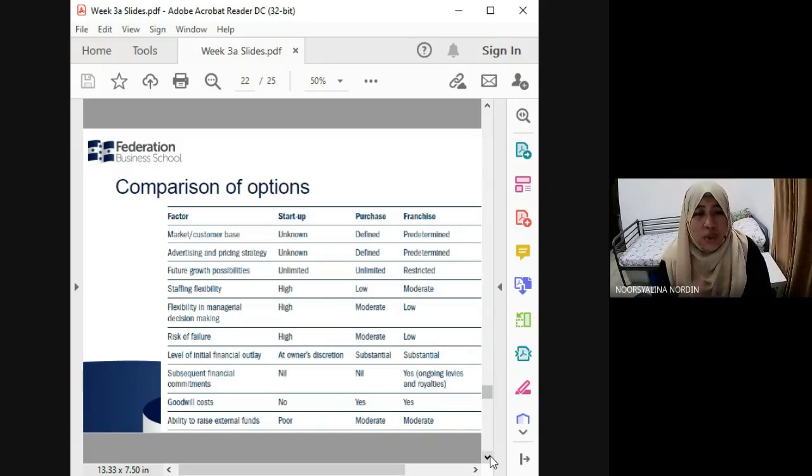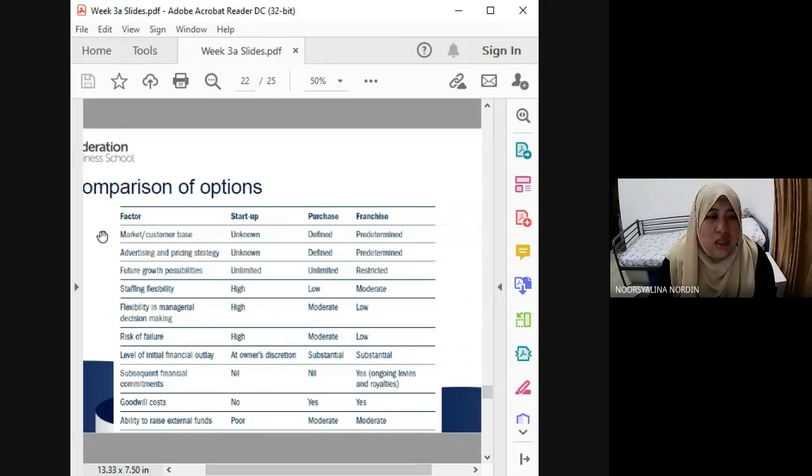Okay, and then the comparison of options. This table shows the summary of this topic, whether we start up, purchase or franchise, and the factors here: the market versus customer base, unknown, defined, and predetermined, advertising and pricing strategy, future growth possibilities, staffing, flexibility. They make a comparison, so I want you to understand this table well. I will not go further, because it's just a comparison of these strategies.